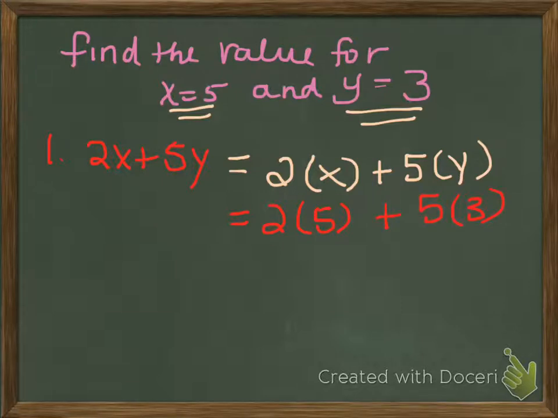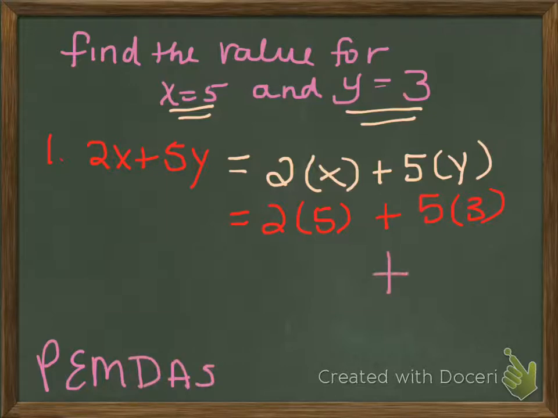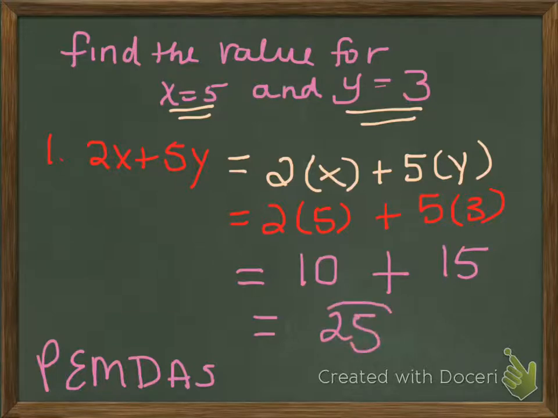Again, we need to be mindful of our order of operations. Our order of operations tells us that we have to do multiplication before we do addition. So I'm going to put my plus sign down, and I'm going to do the multiplication on both sides. So first I do 2 times 5, which is 10. Then I do 5 times 3, which is 15. All that is now left is my addition. 10 plus 15 is 25, and that's my final answer.